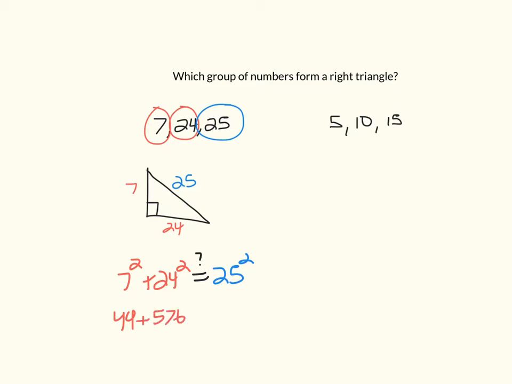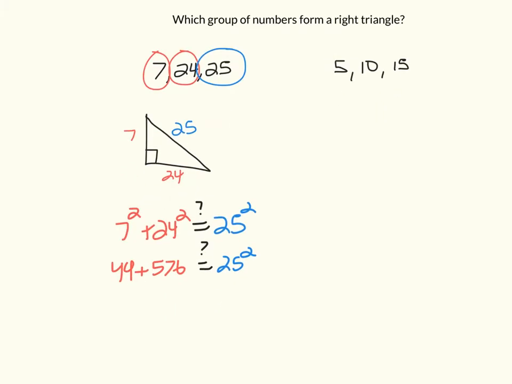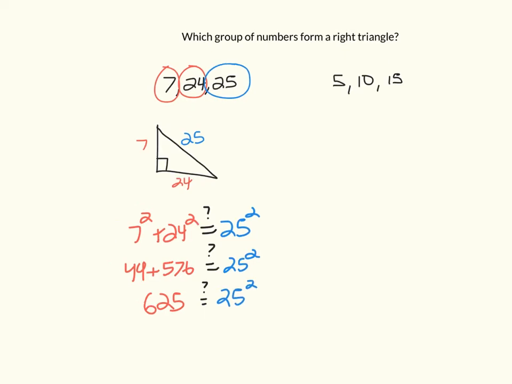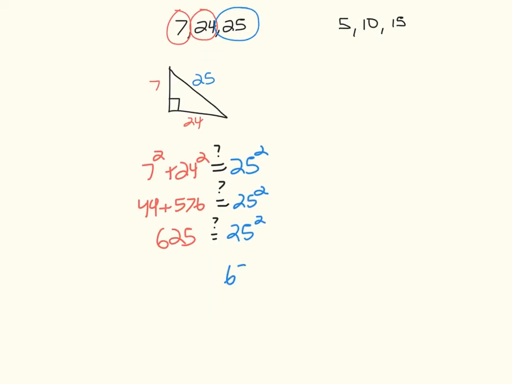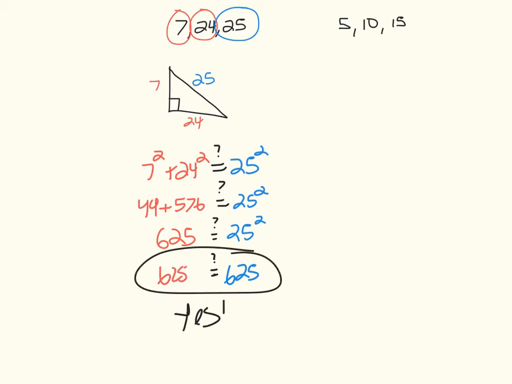576. So my question is, does 49 plus 576 equal 25 to the power of 2? 49 plus 576 is 625. And does that equal 25 to the power of 2? Well, let's see, what's 25 times 25? 625. So is 625 going to be equal to 625? Well, of course it is. So yes, this group makes a right triangle.